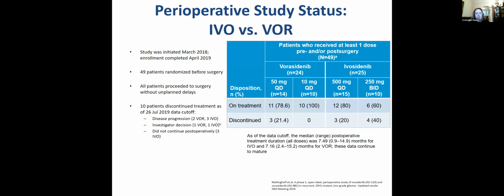And so this is just an example of our patients. We had 49 patients that were randomized, along with those control patients that were evaluated in the study. And this is just the breakdown of how they were treated.